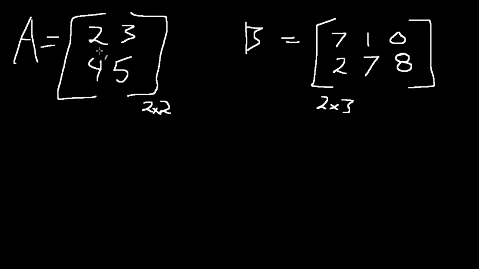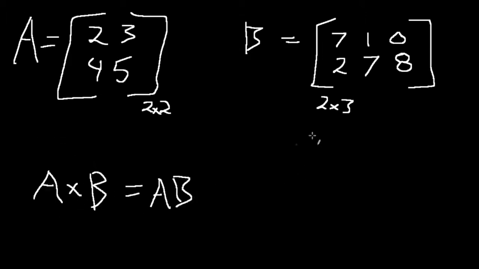To multiply these together, say the result is called AB. You can multiply them together if the columns in the first one, so it'll be this number, 2 columns, is equal to the rows in the second one, so this here. And that's the only way. If these don't match, then AB is considered undefined.